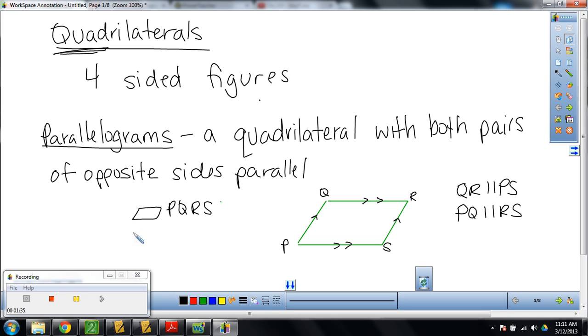But really it doesn't matter, there are a lot of different ways to name it, so we could also start at R and work around the other way and go to Q, to P, to S. It doesn't matter where you start or which direction you go, as long as you go in order around the perimeter of the shape and you're not cutting through and hopping around from vertex to vertex.